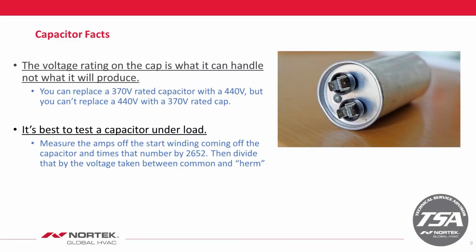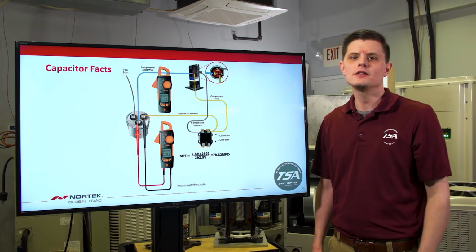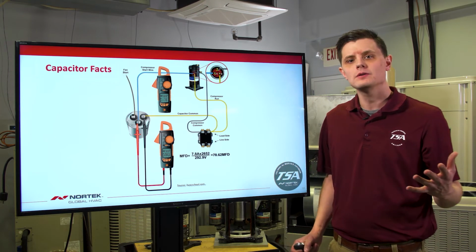So what you want to do is measure the amps off the start winding coming off the capacitor, and multiply that number by 2652. Then divide that by the voltage taken between the common and the Herm terminal on the capacitor. And now let's take a look at a map of what it would look like when you test a capacitor under load.